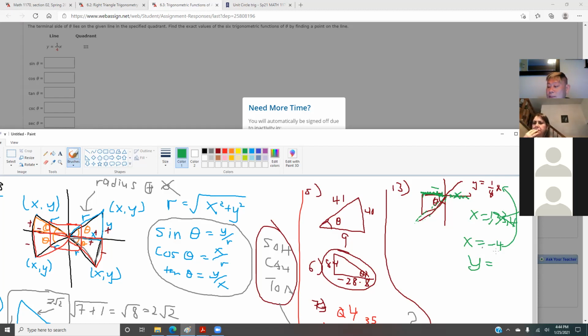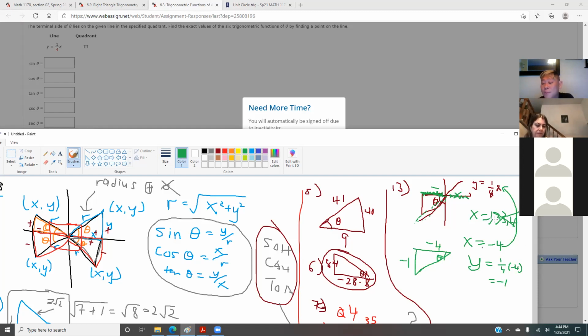What's 1/4 times -4? That will become -1. So now we've got your coordinates here. Your x in this case will be -4, and your y is -1.